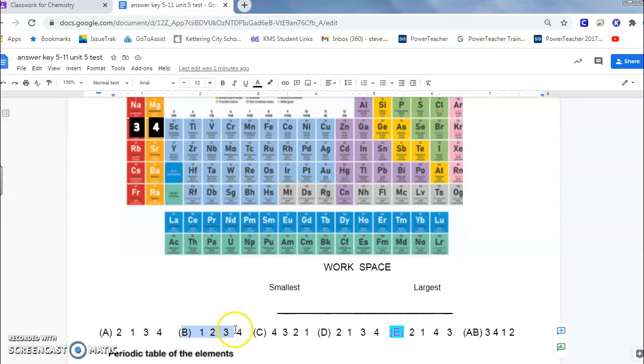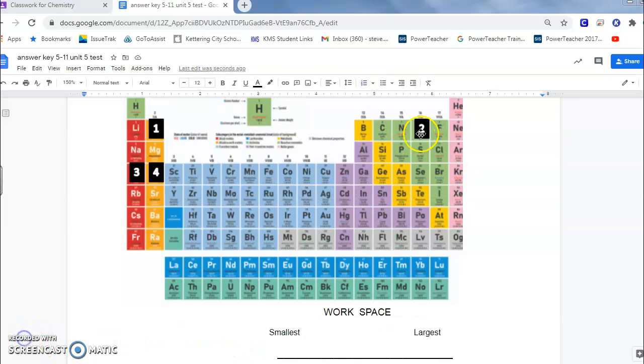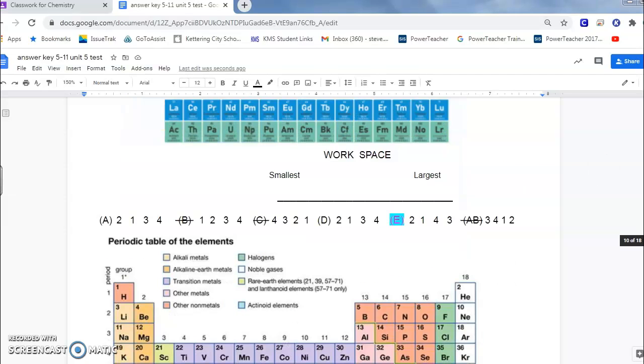That would get rid of the answers that don't start with 2. Those answers we could get rid of. So our smallest one is number 2. Then we continue to the left where they're going to get bigger, and we come to number 1. Number 1 should be the second smallest. So we're looking for 2 first and 1 second. Letter A's 2 first, 1 second. Letter D's 2 first, 1 second.